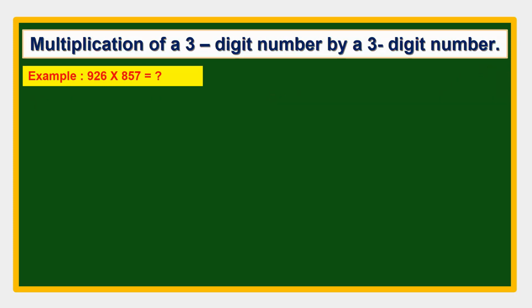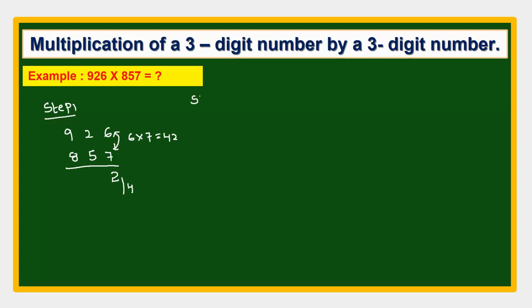Next example, 926 into 857. Same process we have to follow. Step 1, 926, 857. Right. First these two numbers we have to multiply. It means unit of multiplicand and unit of multiplier. So 6 into 7, 42. Write 2 here and carry forward 4 down.